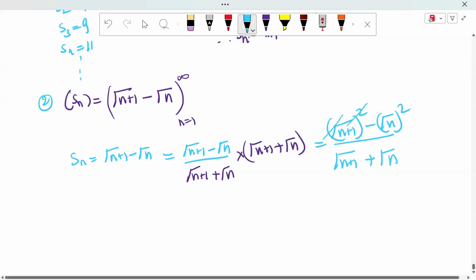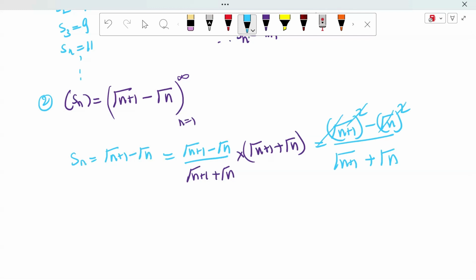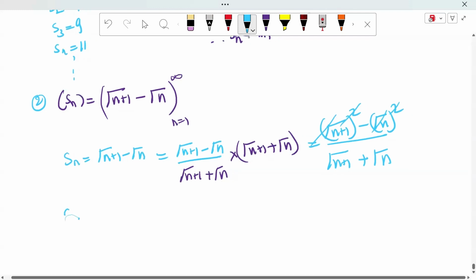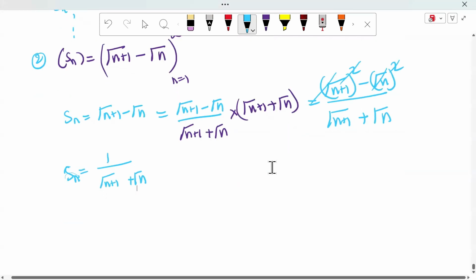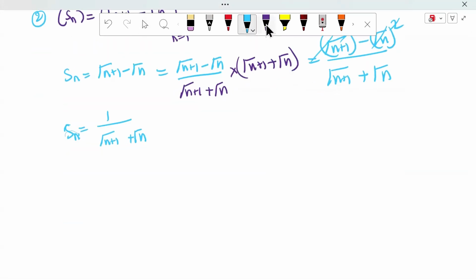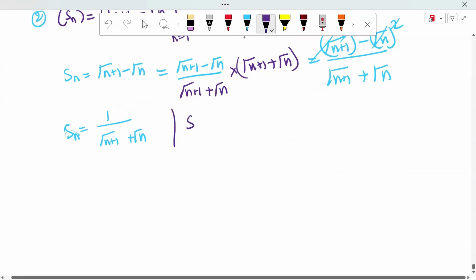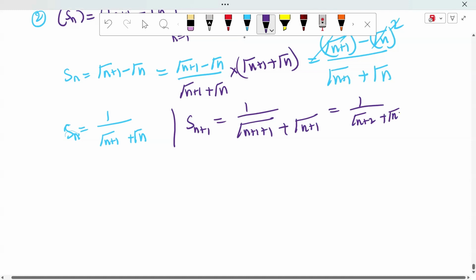So finally the square roots cancel, n cancels, and what remains is Sn equal to 1 upon under root n plus 1 plus root n. Now put n equal to n plus 1. It is nothing but 1 by under root n plus 1 plus 1, plus under root n plus 1. Finally, this is under root n plus 2 plus root n plus 1.